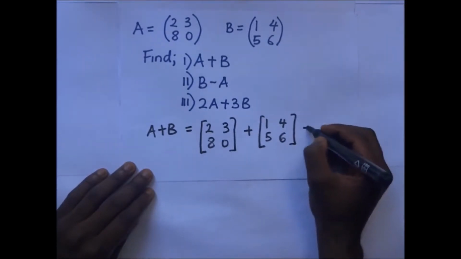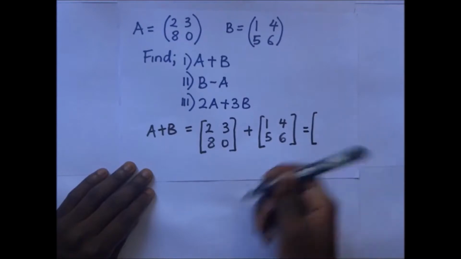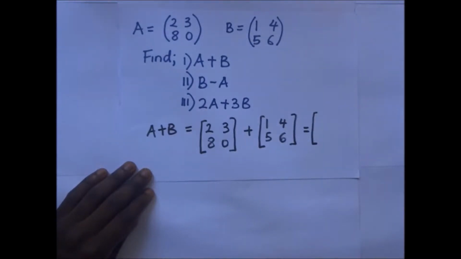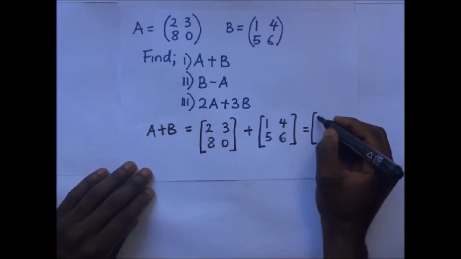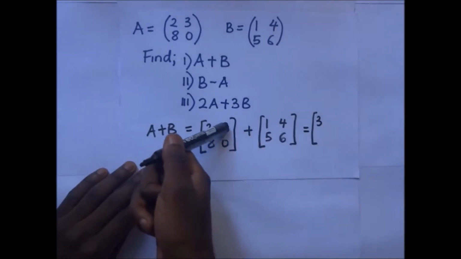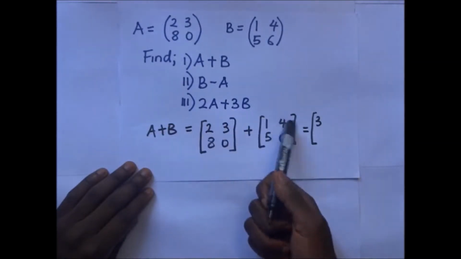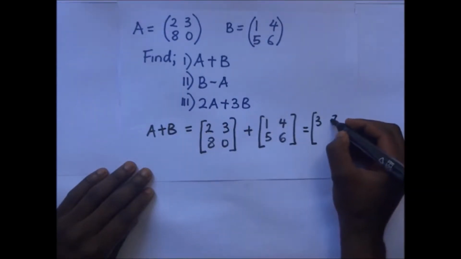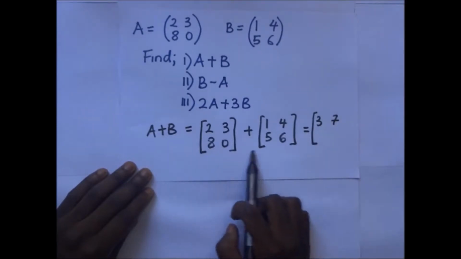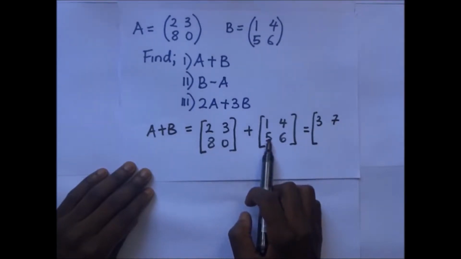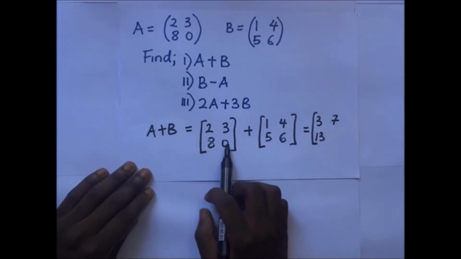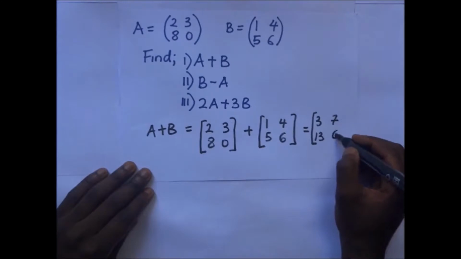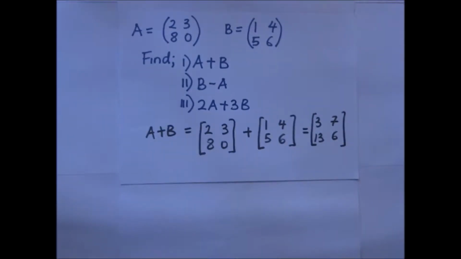So the answer to that is going to be this. We are going to add the corresponding elements. So this is going to be 2 plus 1, which is 3. 3 plus 4, which is 7. Then we have 8 plus 5, which is going to be 13. Then we have 0 plus 6, which is 6. And that's the answer. We've added A plus B.